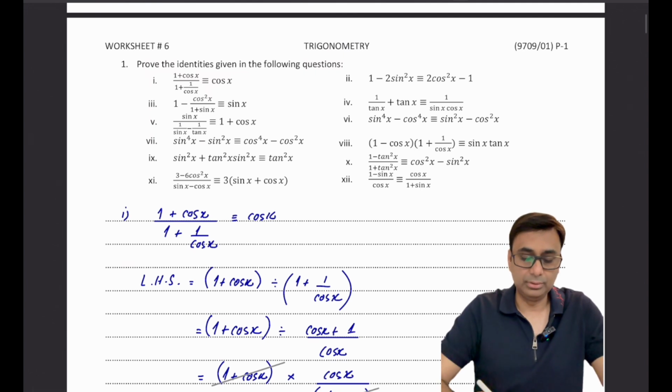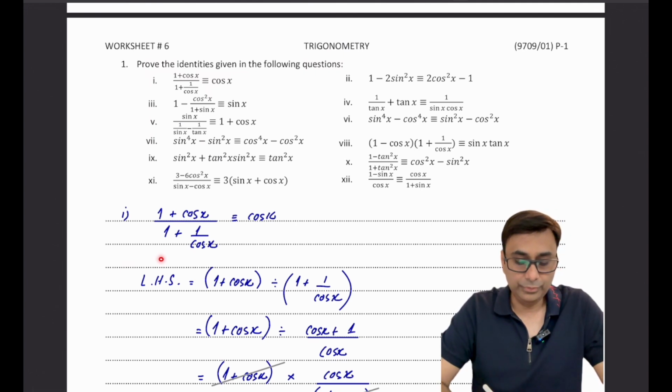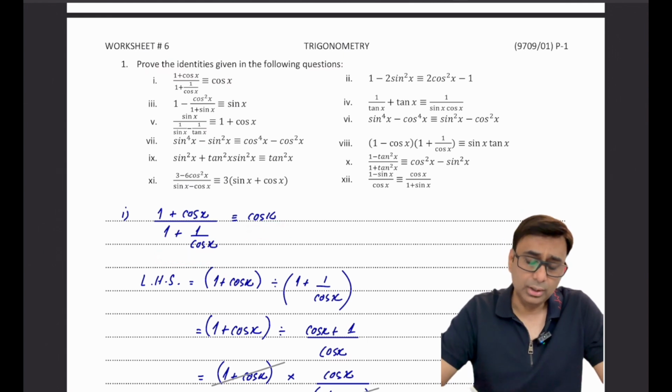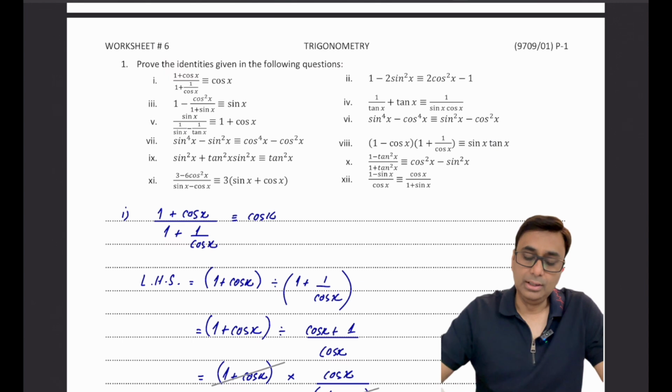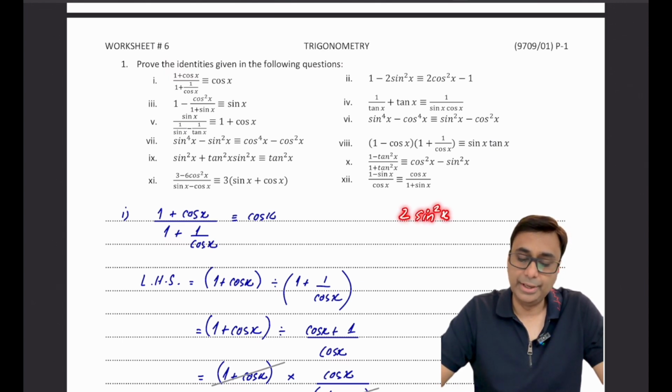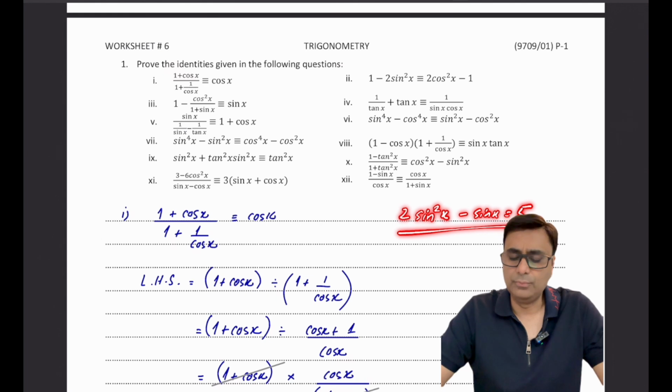For example, I have to prove this is equal to this. First of all, you need to understand what is meant by an identity, or in other words, what is the difference between a normal equation and an identity. For example, if you come across something like this, 2 sine square x minus sine x is equal to 5, that's basically an equation. And there would be a few values of x that will satisfy this equation.